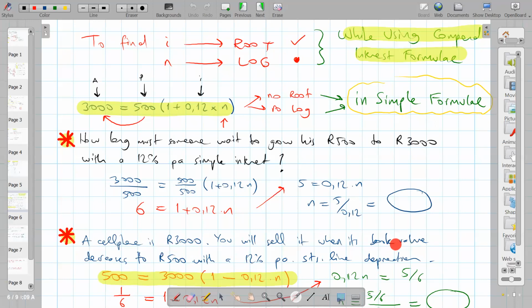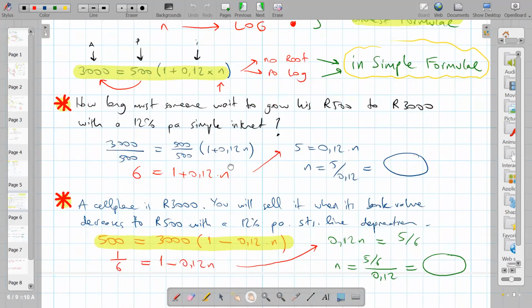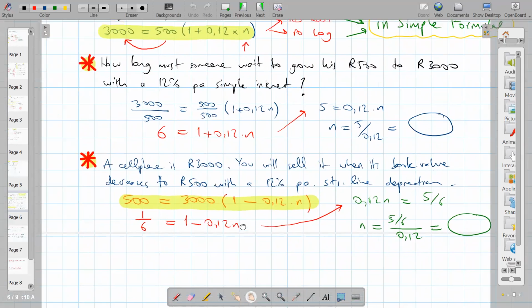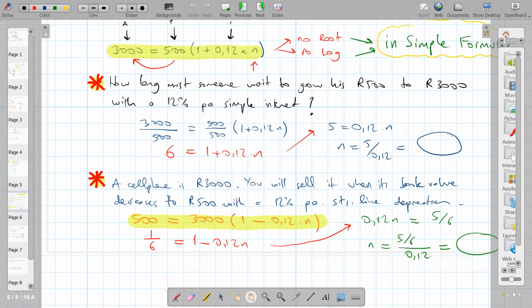So the book value of the cell phone after a while is going to be 500 rand. And the question says it has a 12% straight line depreciation. So after how many years, or for how long, can you use that cell phone before selling it? As you see, this time your initial amount is 3,000. Your final amount is 500. Why? Because it is decreasing, because it is minus. That's why these are important when you are using a correct formula and substituting correctly. It is not always that you write the bigger amount in A. This time P is more, A is less.